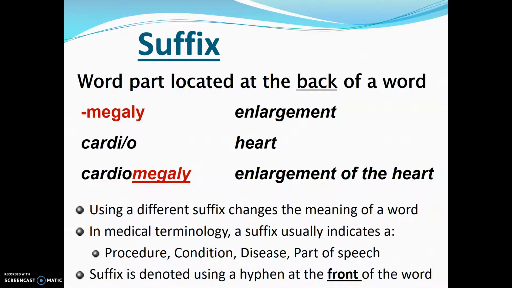The suffix is the word part located at the back of a word. For example, cardiomegaly. Megaly means enlargement. Cardio means heart. The word cardiomegaly means enlargement of the heart. In this word, the suffix is megaly. Using a different suffix changes the meaning of a word. In medical terminology, a suffix usually indicates a procedure, condition, disease, or part of speech. A suffix is denoted using a hyphen at the front of the word.